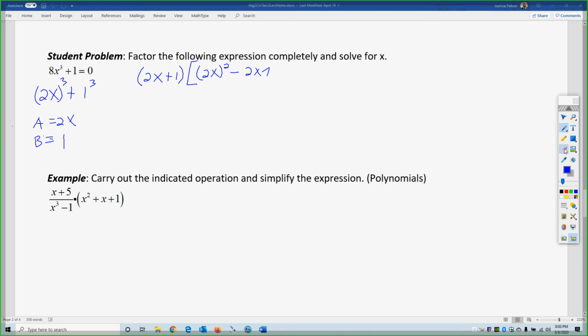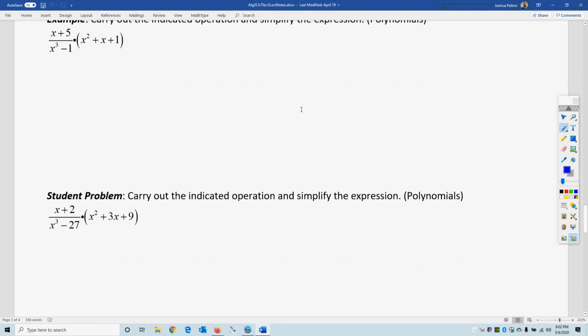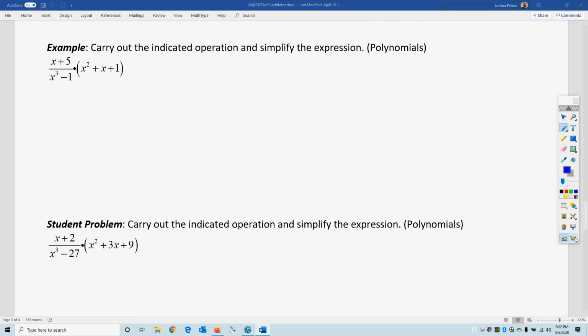Okay, plus B squared. So we have 2x plus 1 times 4x squared minus 2x plus 1. And you can solve each piece individually now. The 2x plus 1 will give you a negative 1/2 answer, which is rational. And the 4x squared minus 2x plus 1 will need the quadratic formula, which will give you two imaginary solutions. Okay, so let's look at something now that's Algebra 2 for rational expressions, which is what we're actually doing with polynomials.